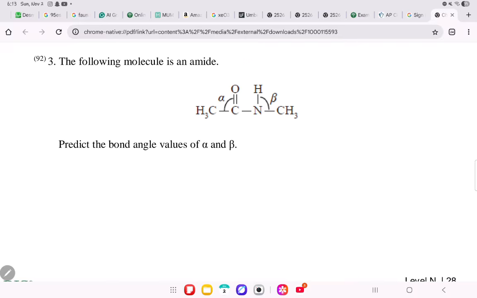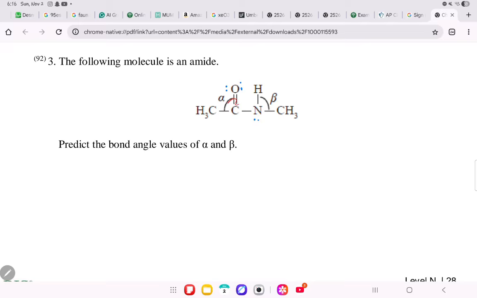Question number 3, the following molecule is an amide. Give the values of A and B. Okay, so what we need to do in this scenario is draw the lone pairs, or make sure all of the atoms are in their octet form. Basically, make sure all of them have 8 surrounding electrons, including bonded pairs. So when you do that, you're going to have a structure like this, right?